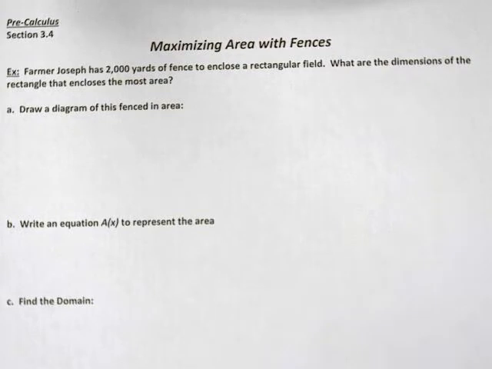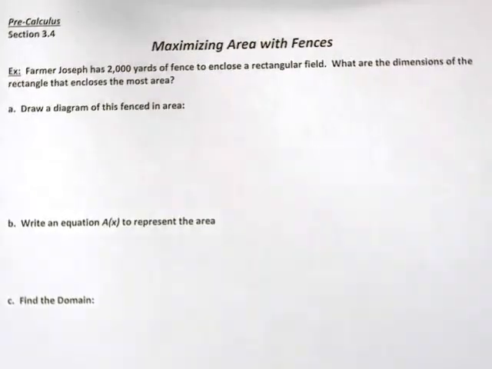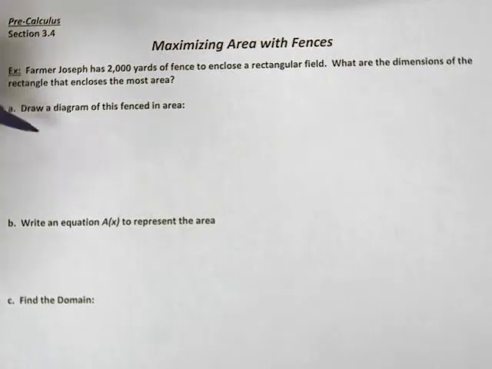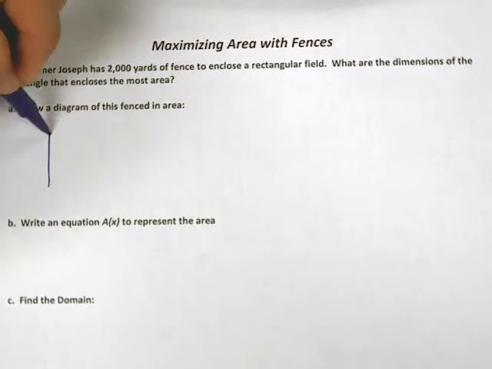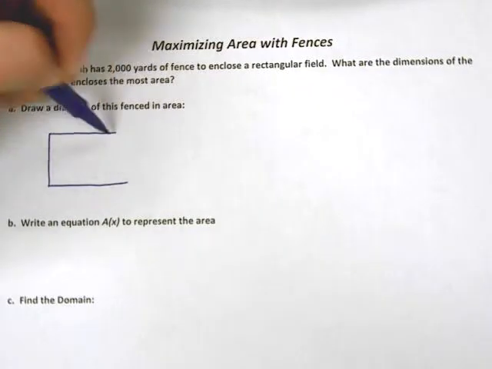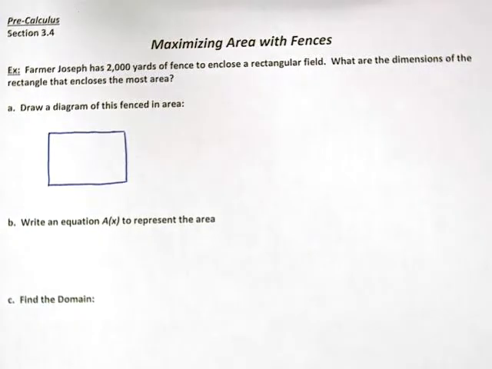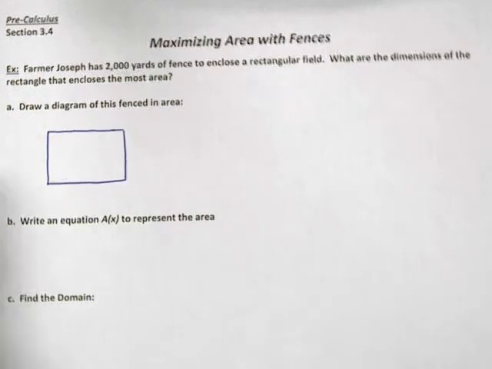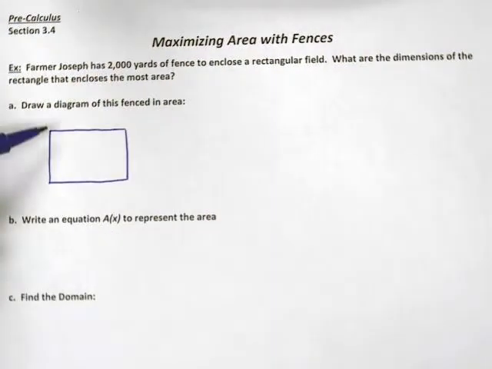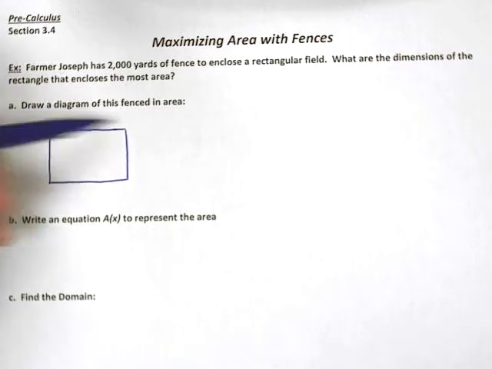We have Farmer Joseph with 2,000 yards of fence to enclose a rectangular field. What are the dimensions of the rectangle that encloses the most area? Yes, the rectangle. Alright, so I'm going to start. I know I'm drawing a rectangle. Okay, I got a rectangle here, something like that. The other thing that I want you guys to know is that if we have 2,000 yards, that means that all the way around has to be 2,000.